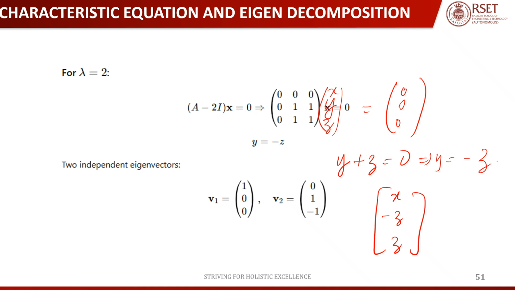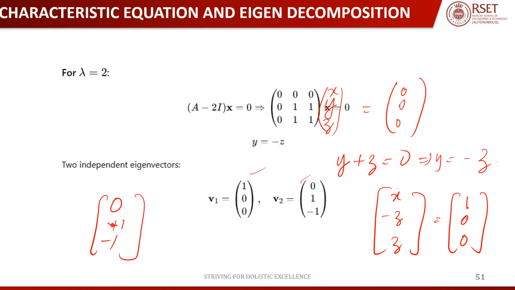So we can arbitrarily choose two values. Let x be equal to 1 and z be equal to 0. At that time, we have the vector (1, 0, 0). Now let us choose an independent vector. Since x was 1, let me take x to be equal to 0 and z to be equal to negative 1. So this will be (0, 1, negative 1). So we have the two vectors. You can choose them arbitrarily, that's fine.